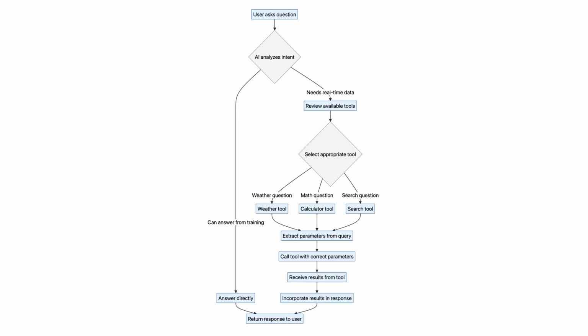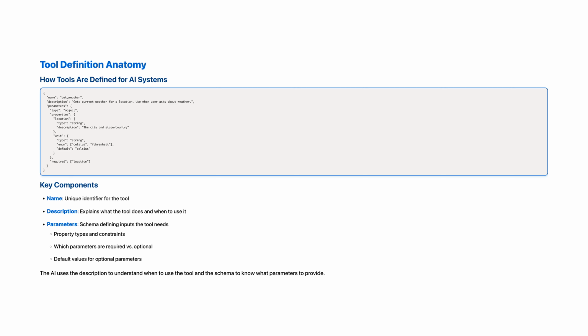That's fascinating. So, how does the AI know when to use these tools? Like, does the developer have to explicitly program if weather question, then use weather tool, or is it more flexible than that? Great question.